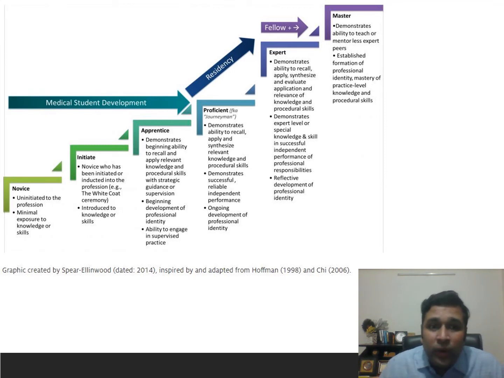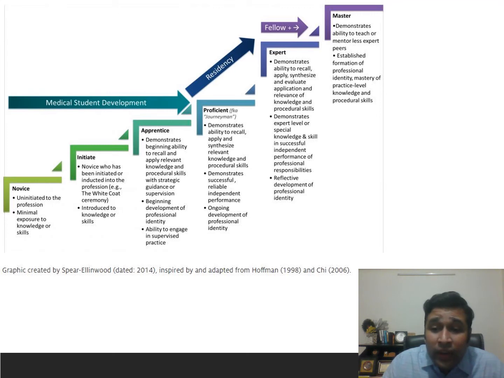So an initiate will be a novice who has been initiated or inducted into the profession. Say for example, a medical student being given the white coat, or a cricketer being given the whole cricket kit and then starting to play with the leather ball. If he is planning to play test cricket, then he plays with the red ball, and one day cricket with the white ball, and the full duration of the cricket game, etc., needs to be played.